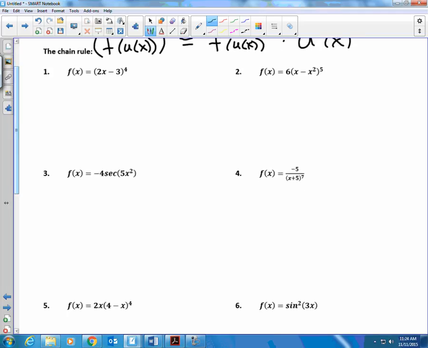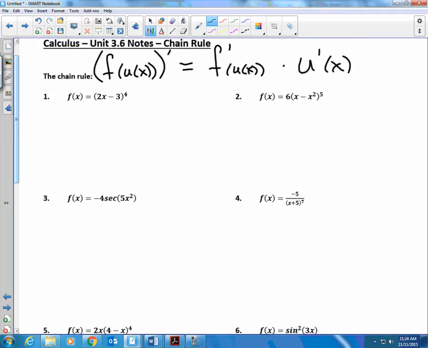And in order to solve these type of problems, we're going to create what we call a graphic organizer. You guys know I'm a big fan of these type of things. And what I do is I put the outside function here, f of u. I put the inside function here, u of x. It's often easiest for people to identify the inside function. What do you think is the inside function here? 2x minus 3. Very good.